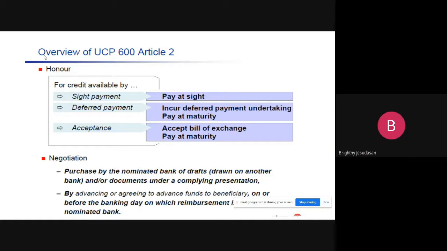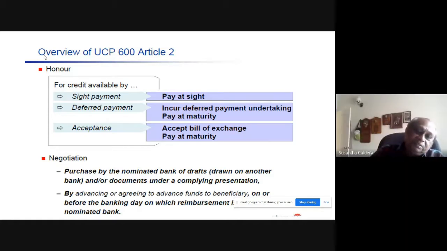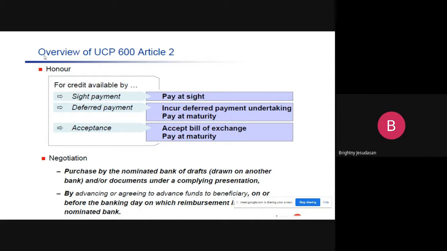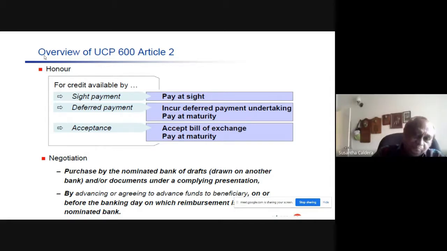Yes, very good, perfect answer. Tell me your name. Brightney. Very good, Brightney. Deferred payment, there's no draft involved. No bill of exchange, only an undertaking to pay at maturity. Acceptance, accepted bill of exchange. There's a bill of exchange. But both pay at maturity.